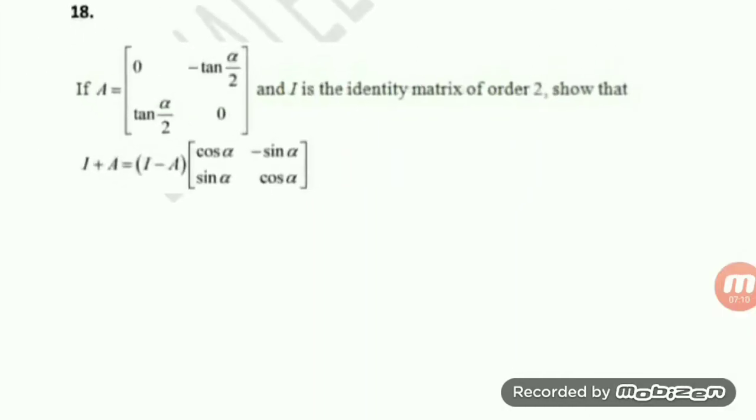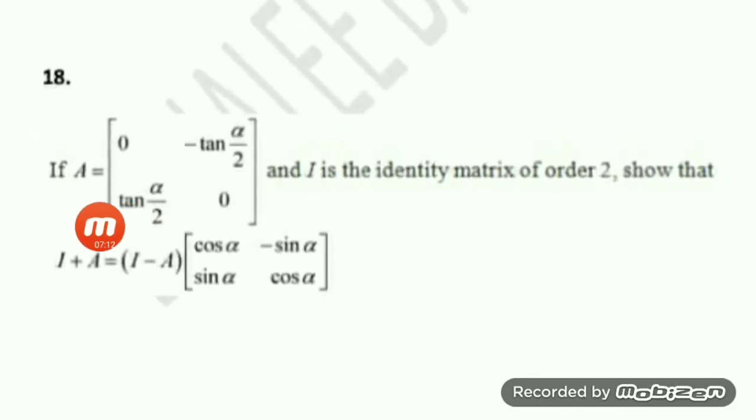Now let us see the next question, your question number 18. If A equal to the matrix with first row 0, minus tan of alpha by 2, second row tan of alpha by 2, 0, and the identity matrix of order 2 is I, prove that I plus A equal to I minus A into the matrix cos alpha, minus sin alpha, sin alpha, cos alpha.